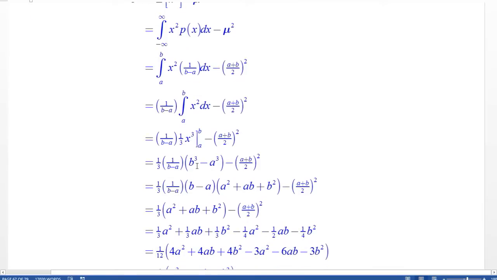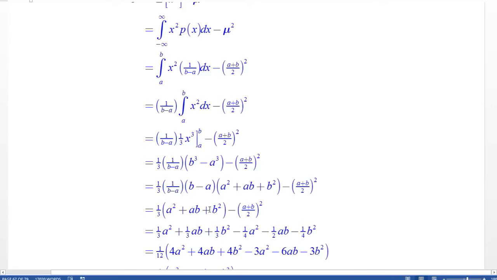That factors as a difference of two cubes: b minus a times a squared plus ab plus b squared. If you don't remember that, you might just check this by multiplying this out using the distributive property, and you'll find that the middle terms all cancel, and you're only left with b cubed minus a cubed. Now, the b minus a is canceled here, so we have 1/3 times a squared plus ab plus b squared, and then we have this a plus b over 2 squared. So expand all this out and see what we get.